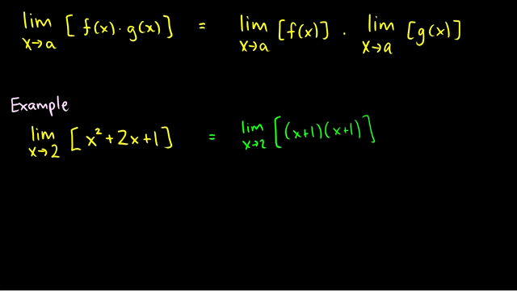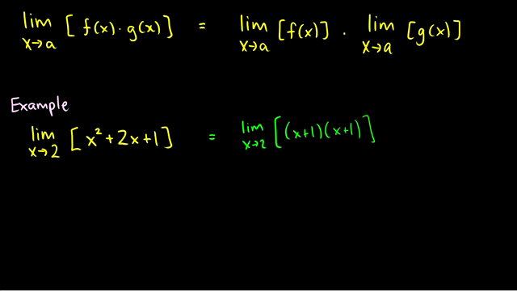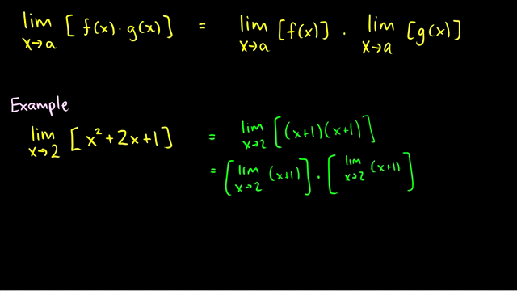Okay, so this kind of fits our pattern up here. So f of x is x plus 1 and g of x is x plus 1. So now we can split these up. So we can just take the limit as x goes to 2 of x plus 1, and then we can multiply it by the limit as x goes to 2 of x plus 1, and this should be the same thing. So the limit as x goes to 2 of x plus 1 is just going to be 2 plus 1. We'll multiply that by the limit as x goes to 2 of x plus 1, which is also just 2 plus 1. So this will end up being 3 times 3, which is 9.